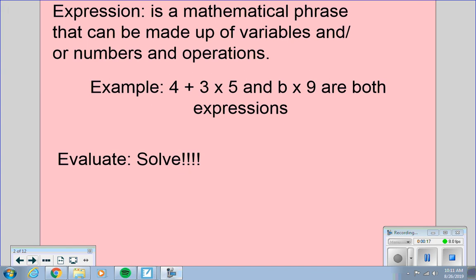So, an expression is basically a math phrase made up of symbols and numbers, and sometimes letters. It's a phrase made up of variables, which are letters, numbers, and operations, which are also symbols: add, subtract, multiply, divide.